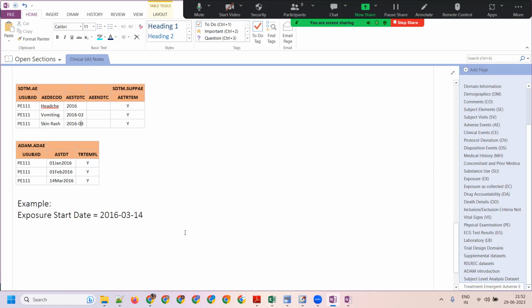Again, there is a risk. Can anyone tell me what is the risk here? Do you find any risk here? Calculations might be wrong, sir. Not only that. Firstly, describe whether it is treatment emergent or not.